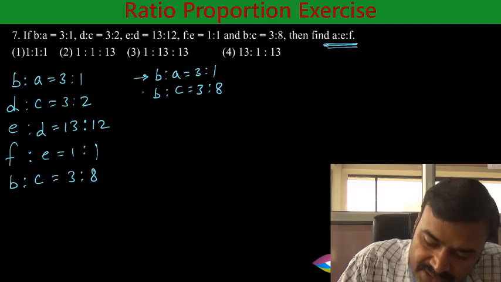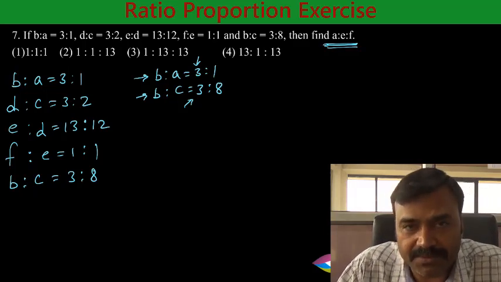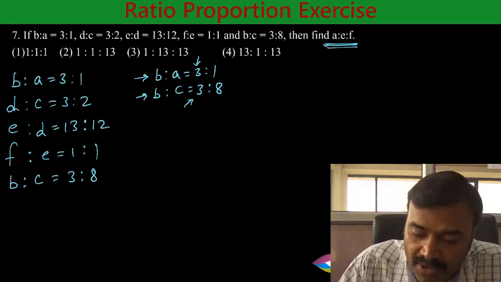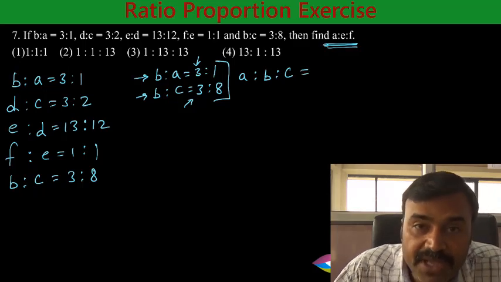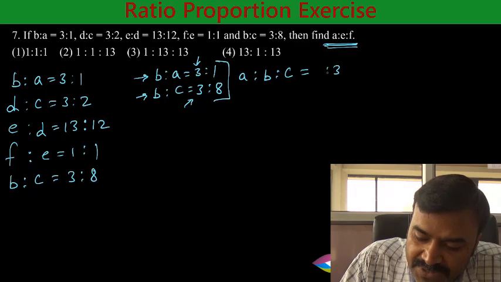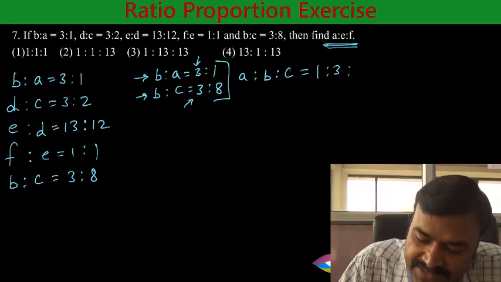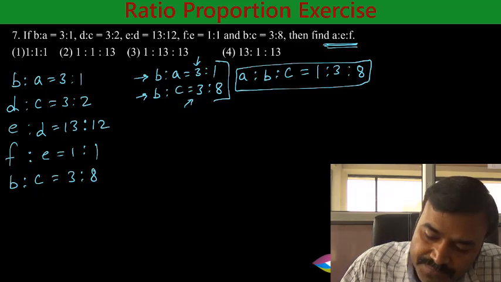Here the B item is common and the value corresponding to B is already the same. If they were not, we would have made it the same by multiplying something, by taking the LCM. Here they are already the same. So what does it mean? It tells us that if I have to find A is to B is to C, in place of B we can take 3. That means when B is 3, A can be taken as 1, and when B is 3, C can be taken as 8. So we got the ratio A is to B is to C as 1 is to 3 is to 8.